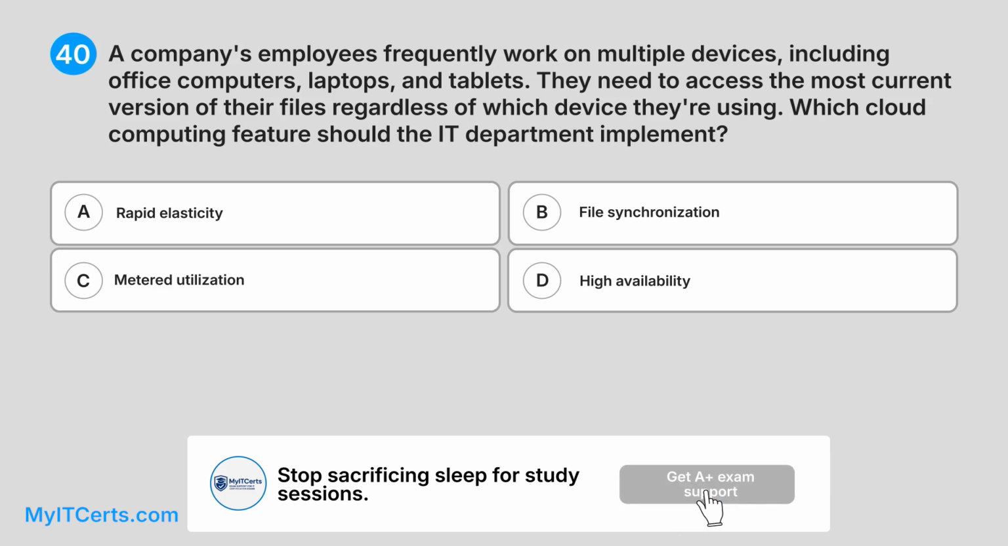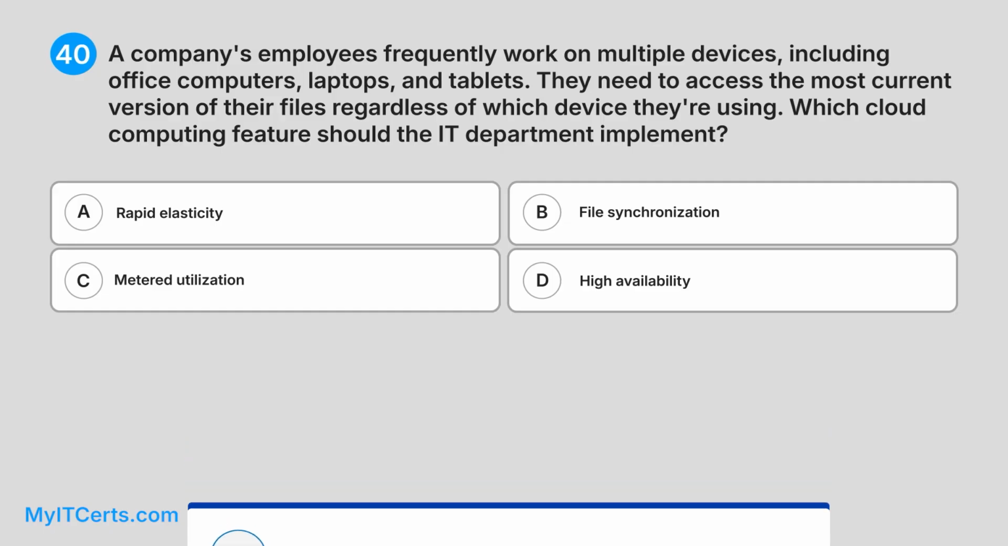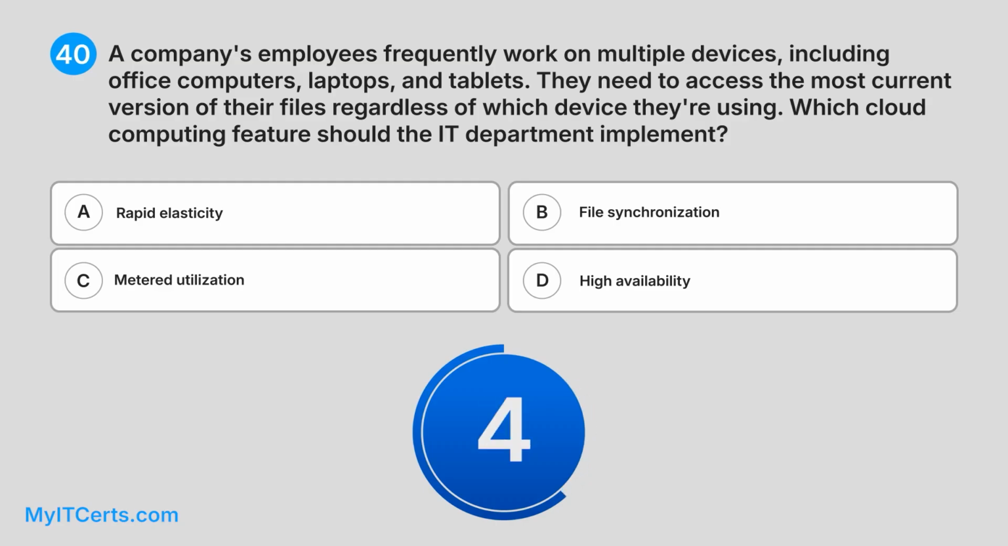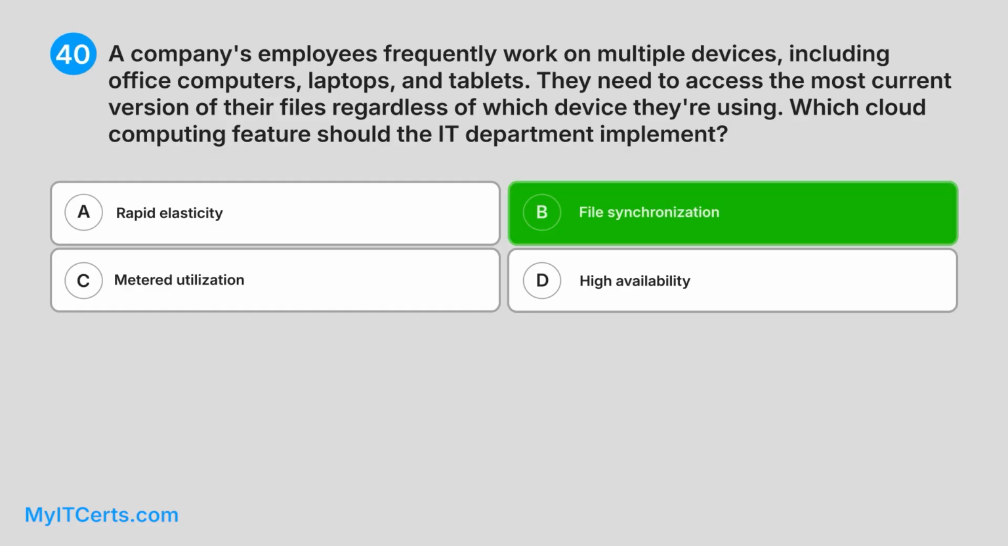A. Rapid elasticity. B. File synchronization. C. Metered utilization. D. High availability. Can you guess the answer? Correct answer, B. File synchronization.